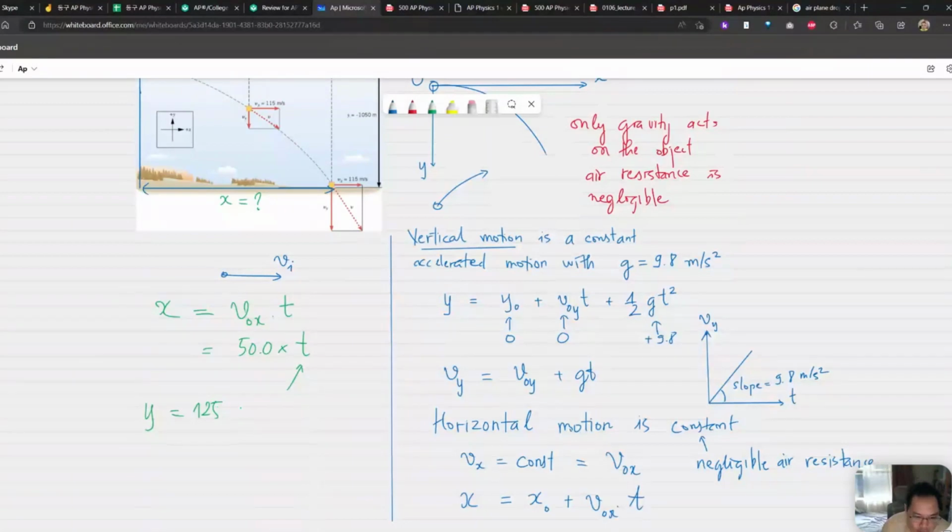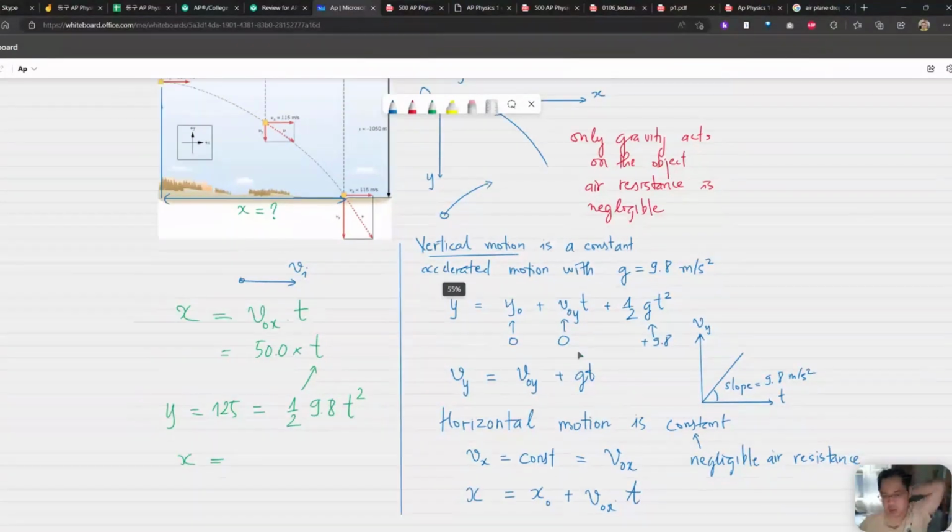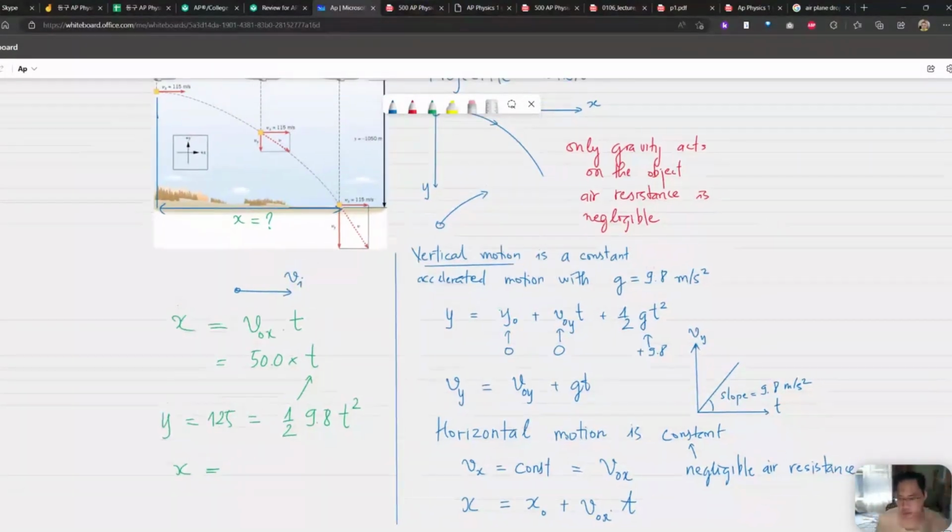This is y, equal to y0, which is 0. Initial vertical velocity is also 0, so it is only 1/2 of 9.8 multiplied by the time squared. Therefore, we can find the time from this equation and plug it back into the first equation to find the distance x. The rest, please do that yourself. If we understand and remember these two equations, the first one and the second one, we can answer this multiple choice question within 1 minute.